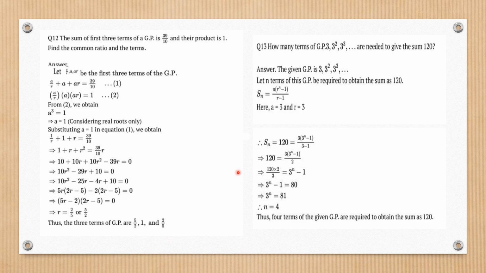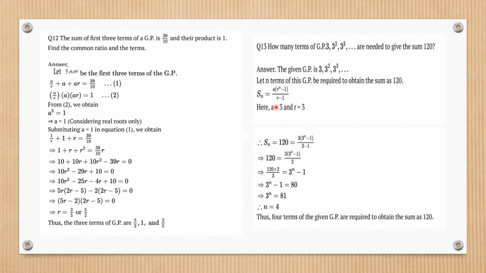Question number 13 says how many terms of GP are needed to give the sum 120. So let n terms be needed. We generally go for such questions in AP also like this. So it is a GP with A as 3 and R also as 3. Since R is greater than 1, I'll consider the sum formula as A times (R raised to power n minus 1) upon R minus 1. Suppose n terms of this GP give me the sum 120, so that means Sn here is 120.